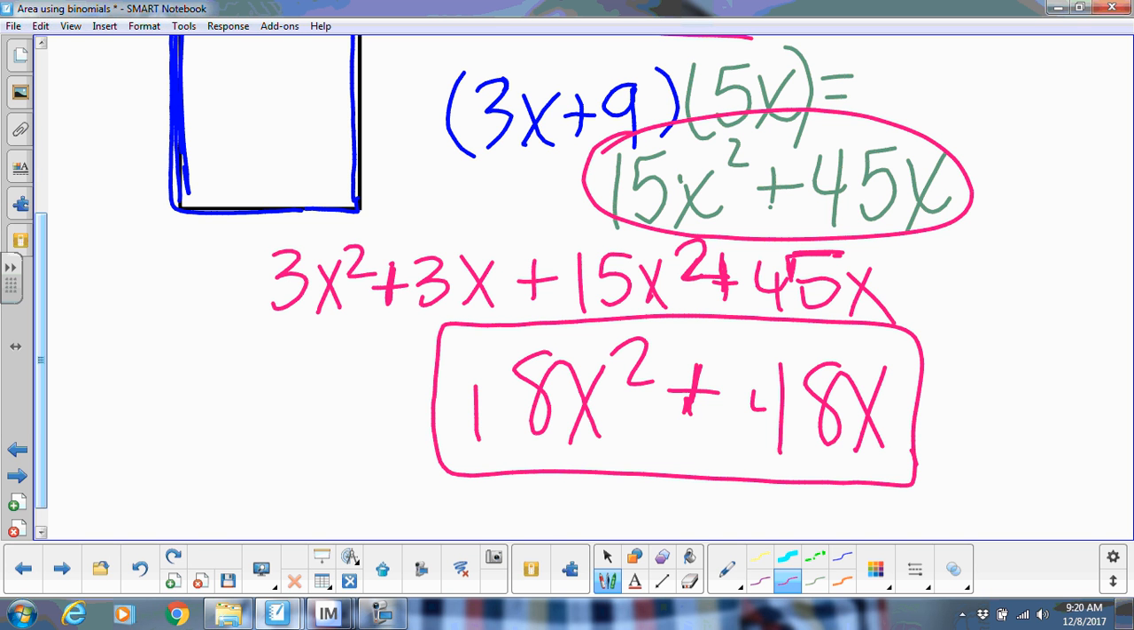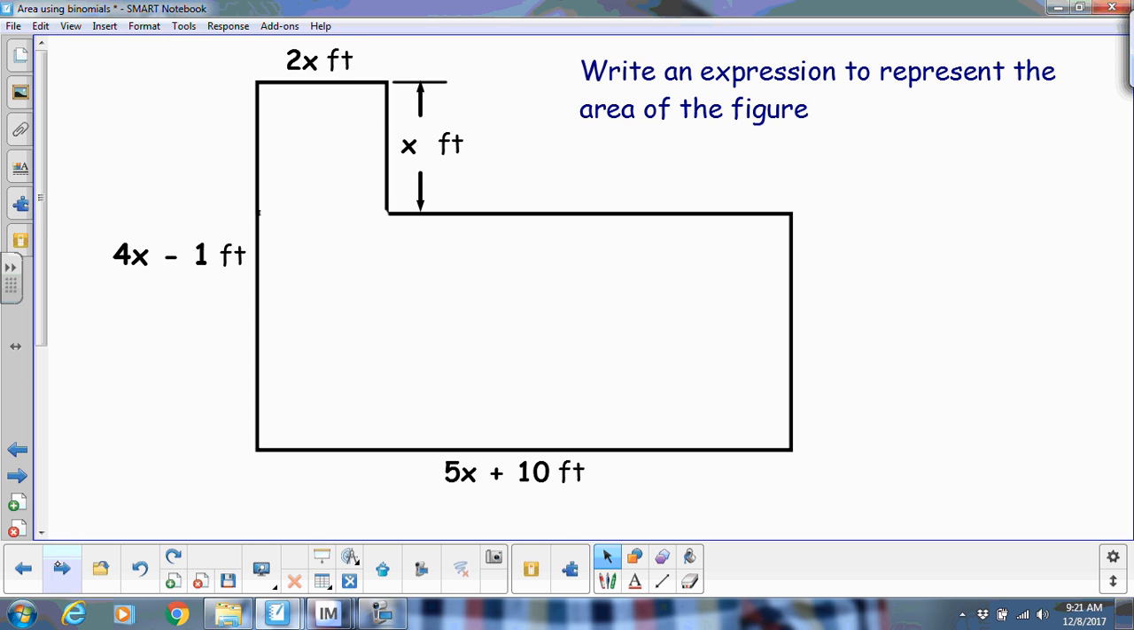Okay, so is it hard? No, it's not exactly hard. But you do have to be careful with that subtracting, okay? All right, where are we at on the front? The very last one on the front? All right. What you got?